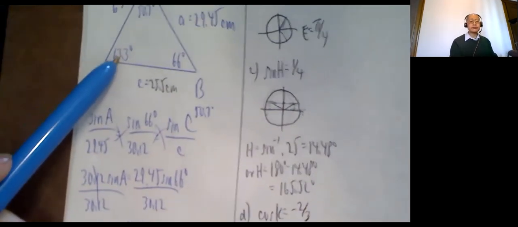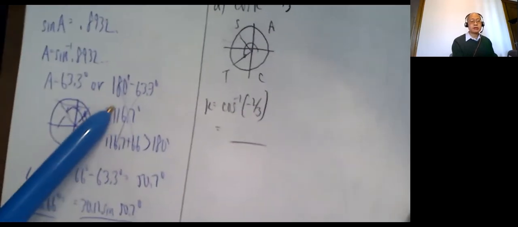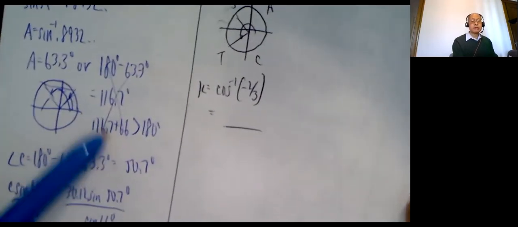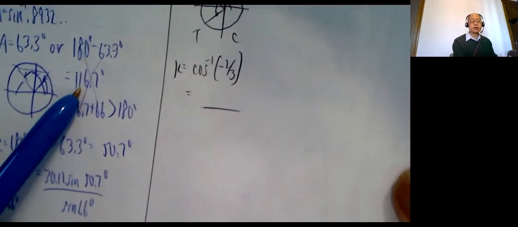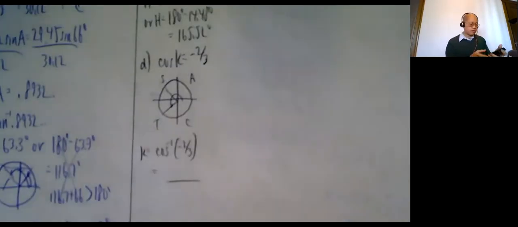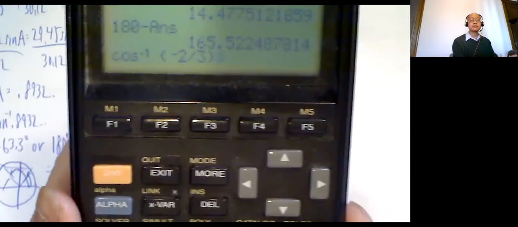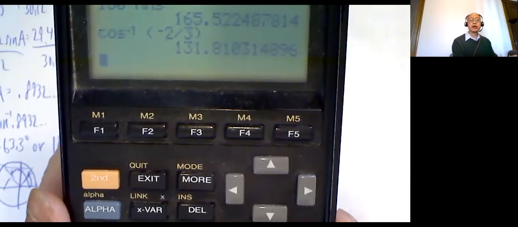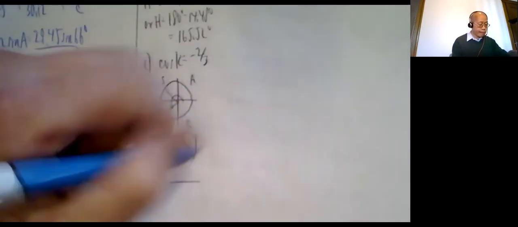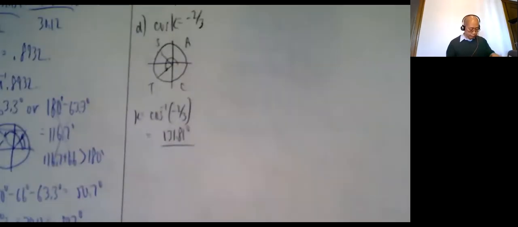Now, back in this problem, we had to throw one of those angles out, because by keeping that other angle, 116.7, that already brought me past my quota of 180 degrees. One angle was known to be 66, so this was impossible. Okay, inverse cosine of negative 2/3. Inverse cosine, parentheses, negative 2 divided by 3. 131.81 degrees. And there we go.